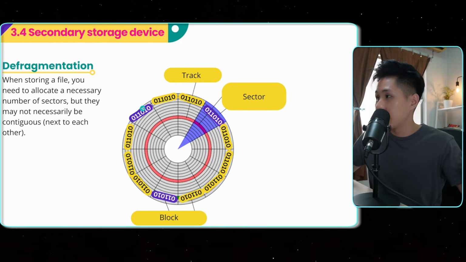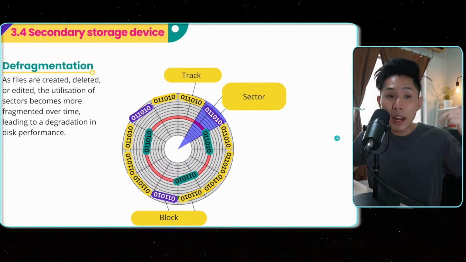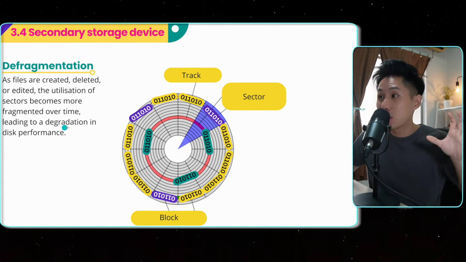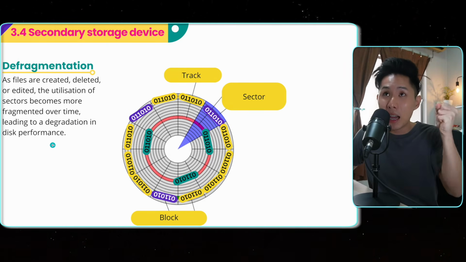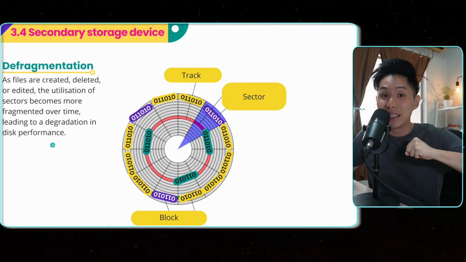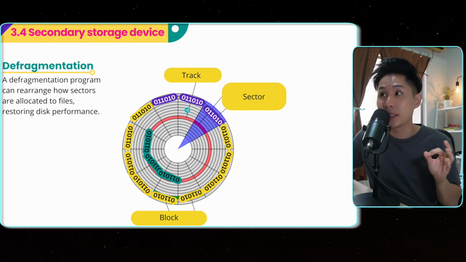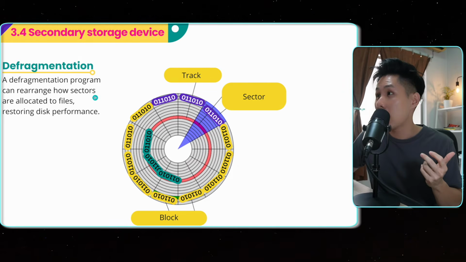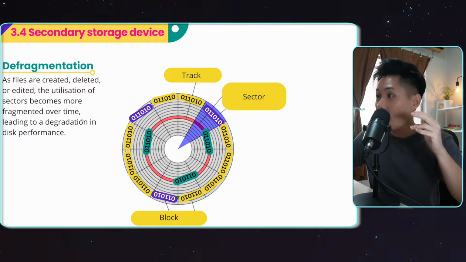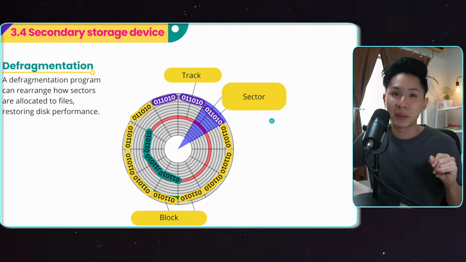And if you have more data, like data number 2, the purple color, 0 and 1, they may be very scattered. And what happens is that as more files are being created, they become more and more scattered, leading to a degradation in performance, because the read-write head will have to move a lot just to read one piece of data, and that results in the HDD being very, very slow. This is when defragmentation software comes in. It helps to rearrange how sectors are allocated to files, restoring performance. From this, they organize it so that related data are arranged contiguously, and this is the final result.